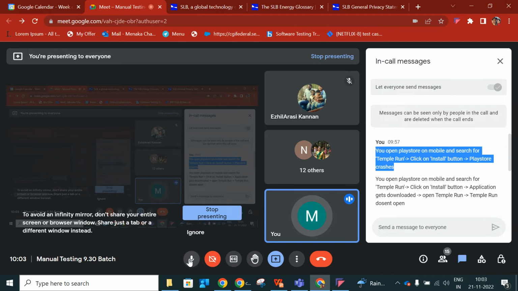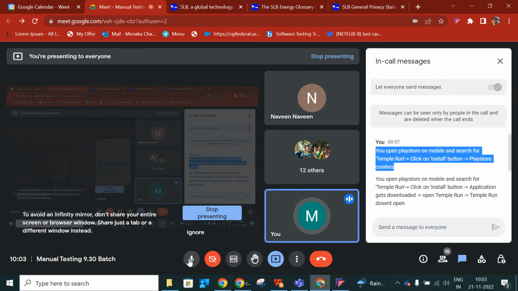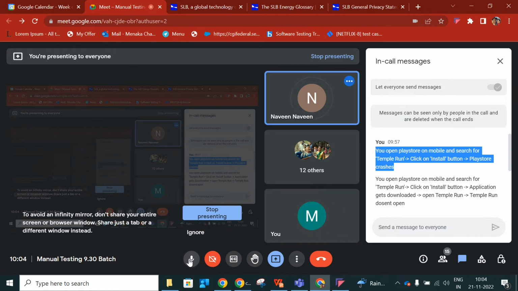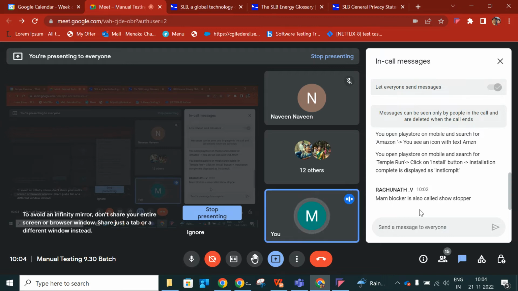Naveen, the third one, what you wrote earlier was correct: low severity and high priority only. And the fourth one should be low severity and low priority. Yeah, Raghu, blocker and showstopper are the same.